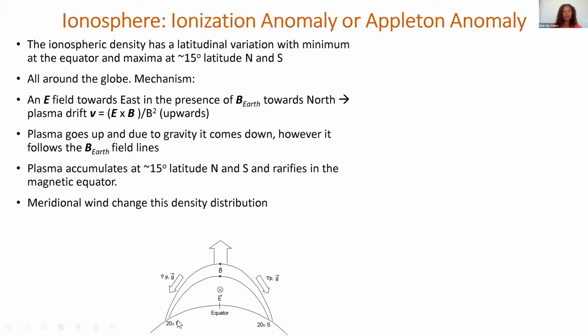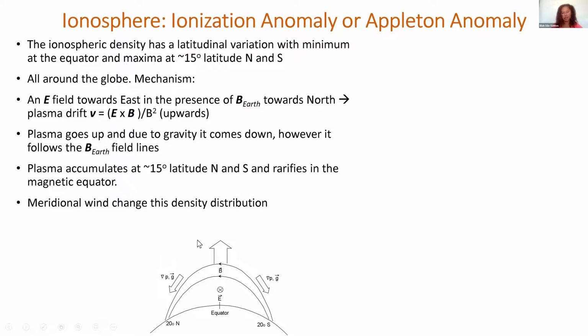The plasma has a maximum density around 15 degrees north and south, more or less, anywhere on the Earth in the day side. So what happens here, there is this electric field towards the east, so it's coming into the screen here, and in the presence of a magnetic field pointing towards the north direction, it creates a plasma drift, and it brings the plasma upward. The plasma, due to the gravity force, eventually will come back down, but it will follow the magnetic field lines, and then it will accumulate in these regions.